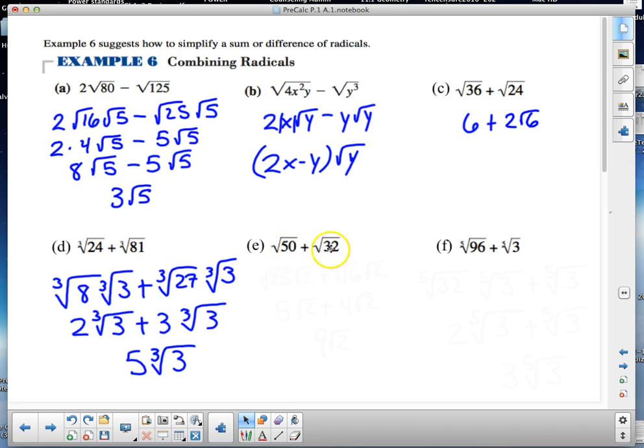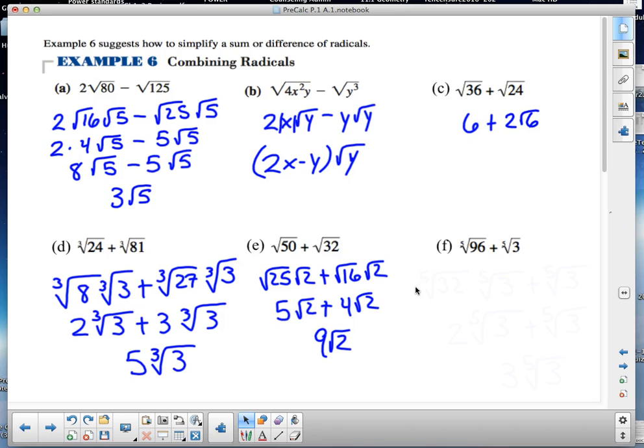This is 25 times 2. This is 16 times 2. I got them going. So the square root of 25, the square root of 2, the square root of 16, the square root of 2. So it's 5 the square root of 2 plus 4 the square root of 2, which is 9 the square root of 2 as I reduce.